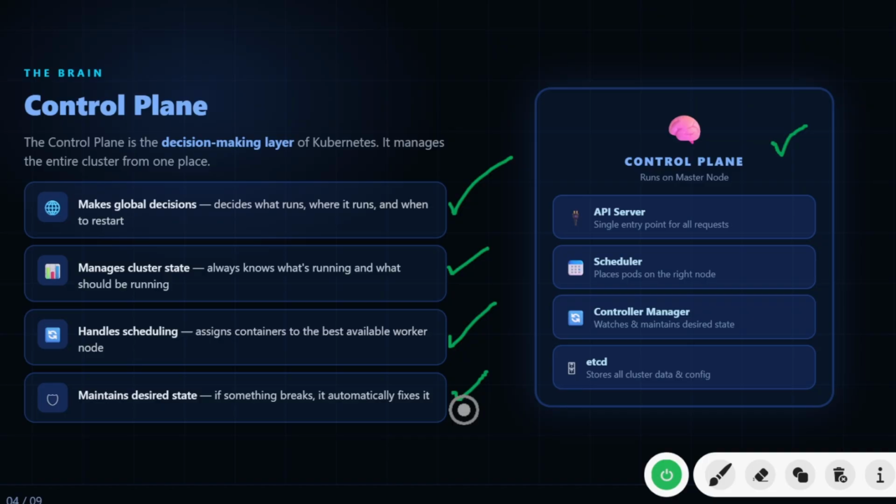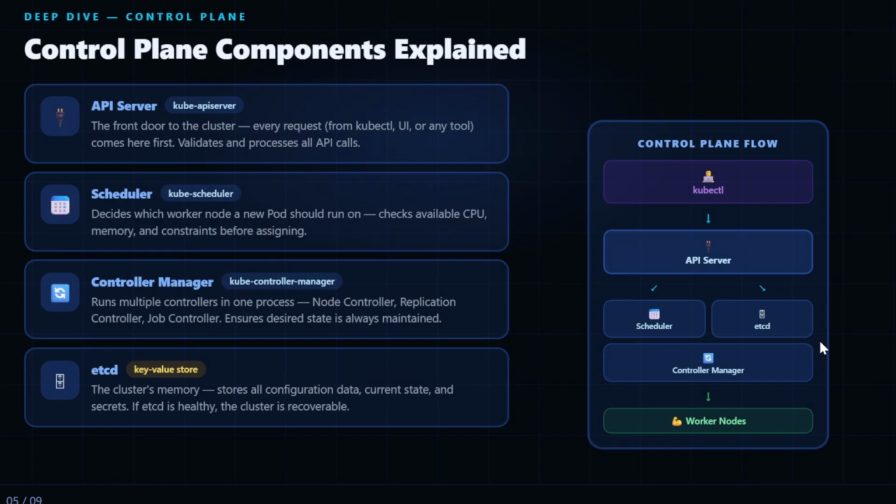So this is the entire decision making layer that is called the control plane. On the right hand side, you can see the components at a high level, with a short definition. API server is a single point of entry for all the requests. The scheduler places the pods on the right node. The controller manager watches as well as maintains the desired state. And etcd is the cluster database, we can say. It stores the key value pairs of the configurations, everything.